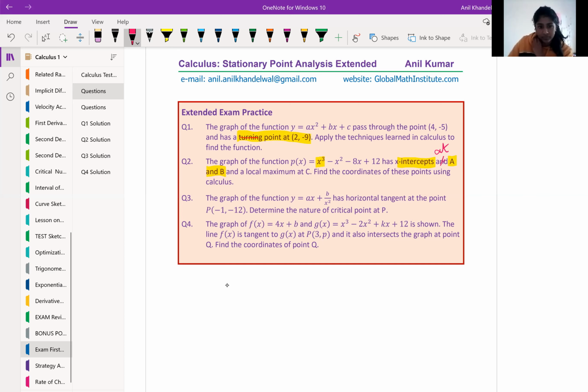Question number three. The graph of this function has a horizontal tangent at a given point. Determine the nature of this critical point. How will you do this one?